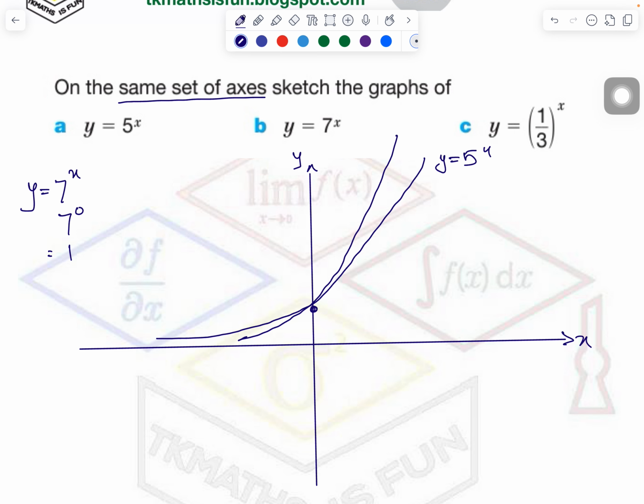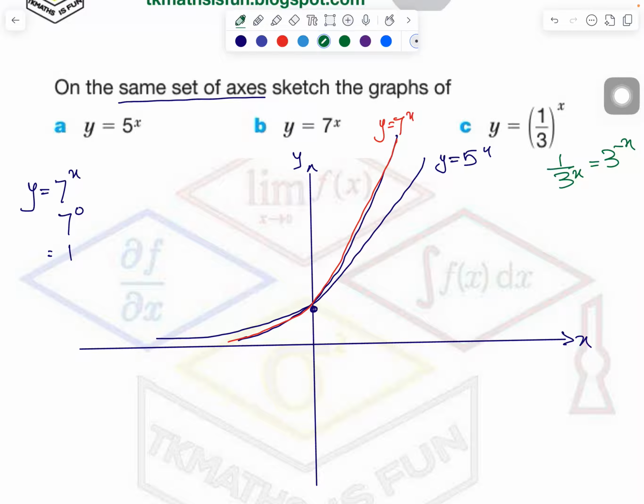Remember this thing. Let me use some other color so that there is no confusion. Okay, this is y equals 7 power x. Now what about the last one? Let me change to green color. So this one is y equals 1 over 3 power x, which is equivalent to 3 power minus x. Now I told you when the power is negative, the sketch is from this side.